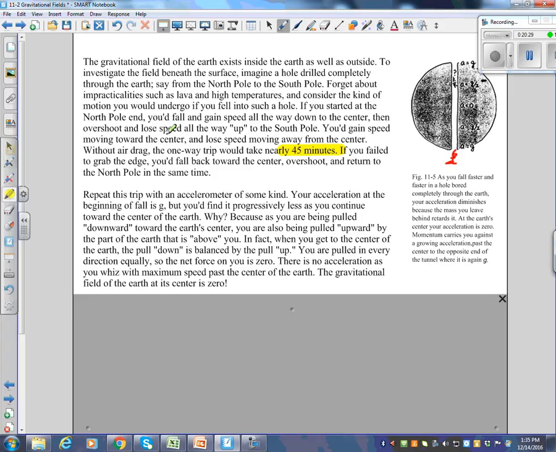Why? Because as you're being pulled downward toward the Earth's center, you're also being pulled upward by the part of the Earth that is above you. In fact, when you get to the center of the Earth, the pull down is balanced by the pull up. You are pulled in every direction equally, so the net force on you is 0, right in the center. There is no acceleration as you whiz with maximum speed past the center of the Earth. The gravitational field of the Earth at its center is 0.